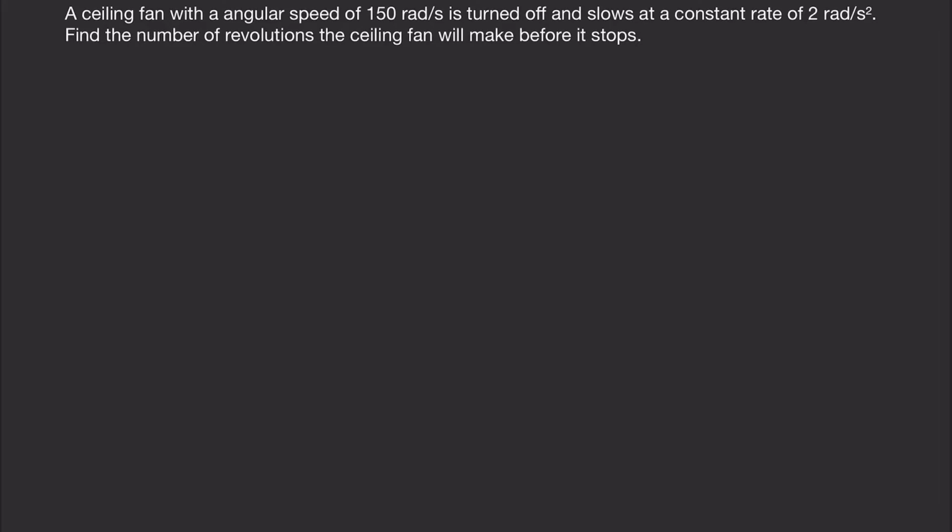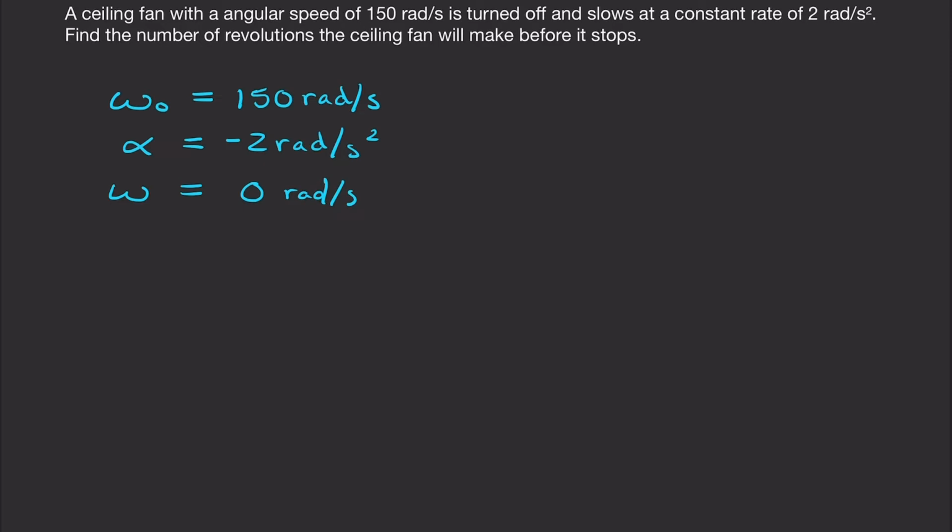Okay, so this looks kind of like kinematics, just for angular quantities. So we're going to start off with an angular speed of 150 radians per second. Our angular acceleration, alpha, will be 2 radians per second squared. And I'm actually going to make this negative since it's going to slow down. And then my final omega will be 0 radians per second, since it's going to eventually come to a stop.